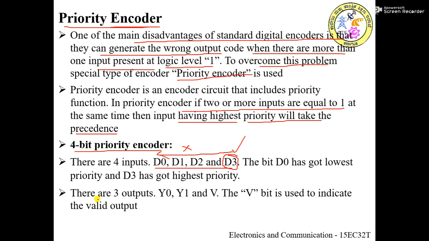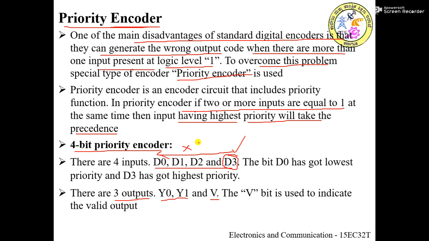Okay, here in this logic system there will be 3 outputs. As it is a 4:2 encoder, normally 2 outputs will be there, which are designated with the letters Y0 and Y1. There is one more additional output which is going to indicate the validity of the output, so whether the output is valid or not. In order to check that, there is one more output, designated with the letter V.